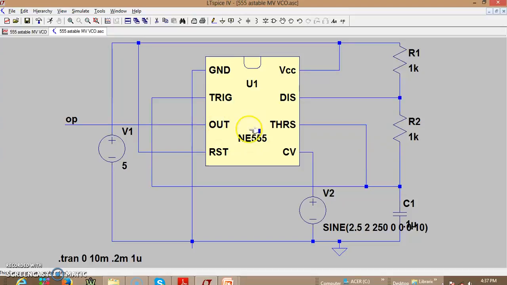The values of RA and RB are the usual 1K, 1K, and C is equal to 0.1 microfarad, which will give an on time of 138 and an off time of 69 microseconds. Without this, let us see with this how the width varies. Now we know that the voltage at the CV is changing as per the sine wave variation over that 2.5 volts, and we shall see how the on time changes.